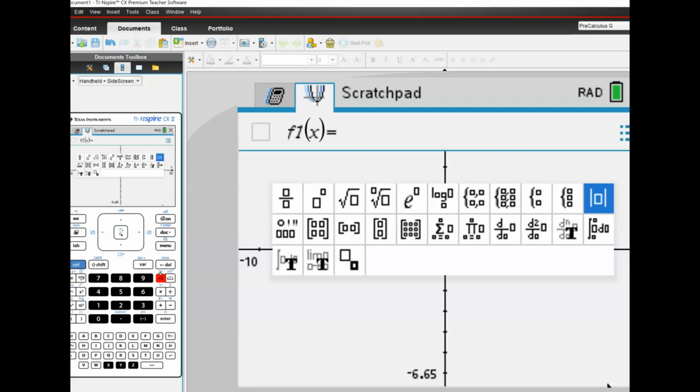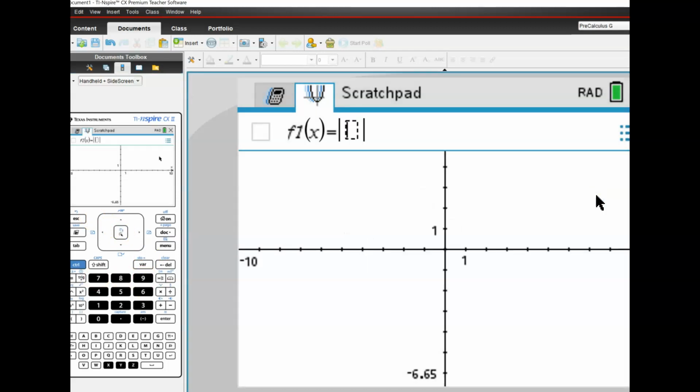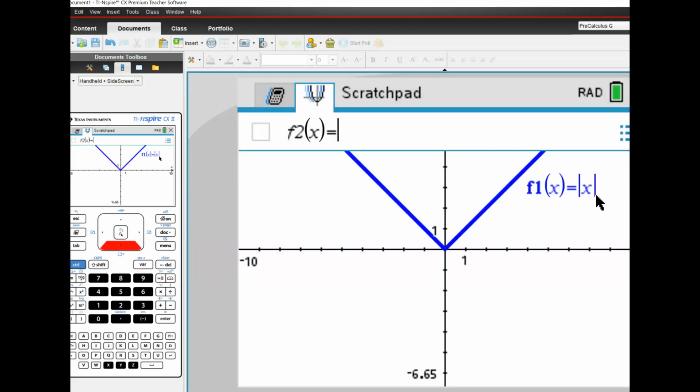I'm looking for absolute value. Oh, I see it. Middle. Right here. You must scroll over and click on it using this middle part right here. So you have to click on absolute value so it pops up. You put X and then you can push the down arrow to go to F2 of X.